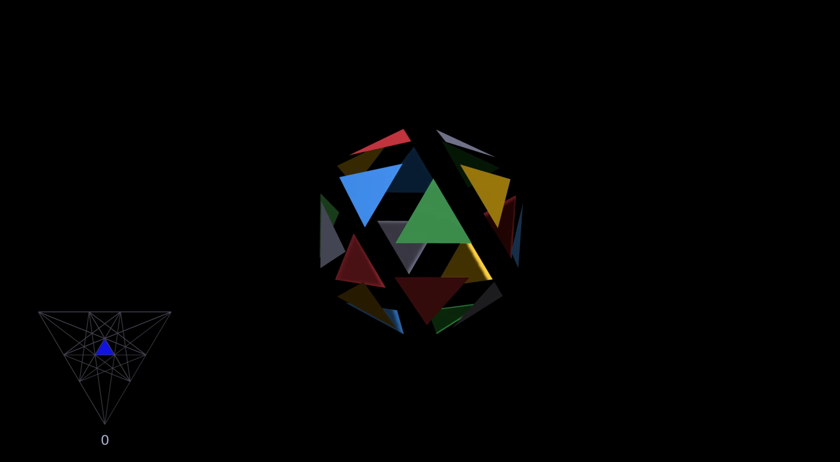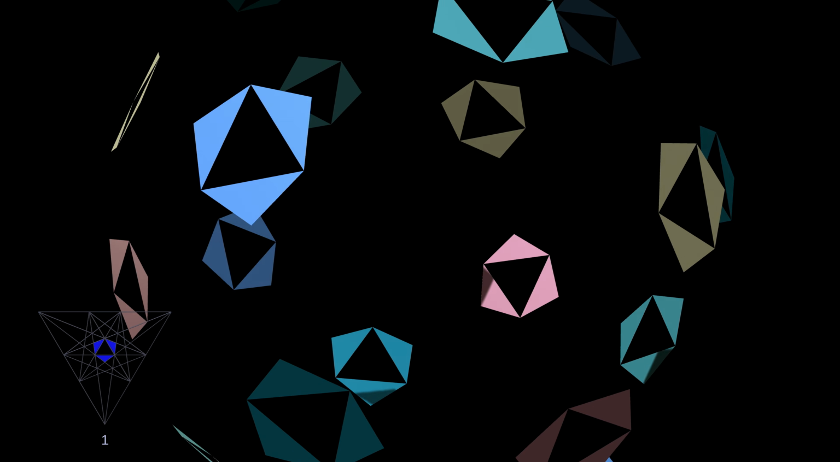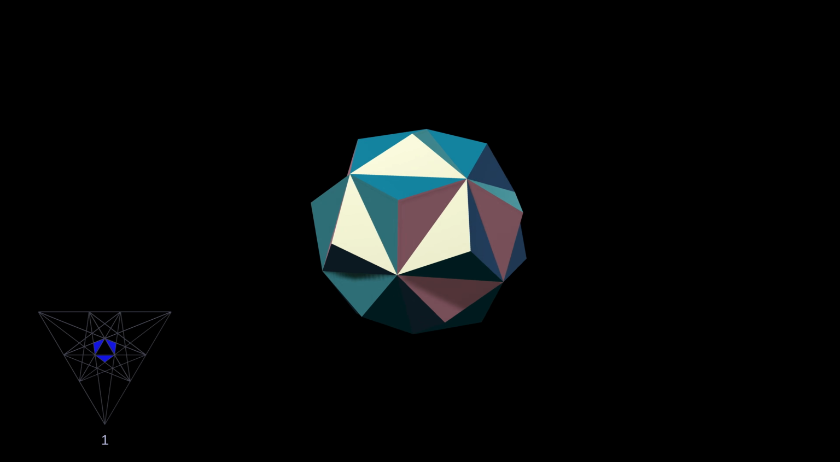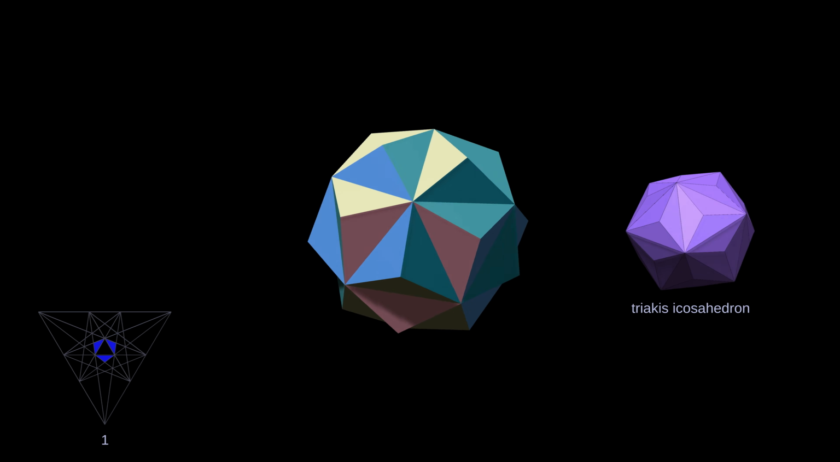Region 0, of course, merely recreates the original icosahedron. Region 1 produces the first new stellation. This is an icosahedron with a pyramid built on each face. It's similar to the Catalan solid, the Triakis icosahedron, but here the pyramids are higher.